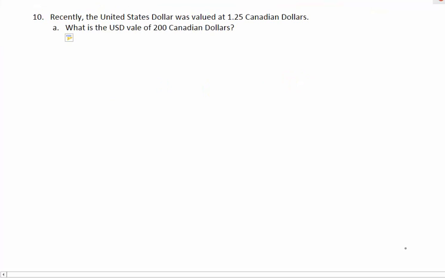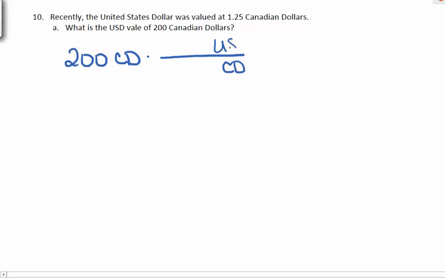Number 10. Recently, the United States dollar was valued at 1.25 Canadian dollars. What is the USD value of 200 Canadian dollars? Well, this is a conversion. We're starting with 200 Canadian dollars. When we do a conversion, we put what we have on the bottom, Canadian dollars, what we want on the top, US dollars. Well, 1 US dollar is 1.25 Canadian. So here we should divide. And 200 divided by 1.25 is 160 US dollars.